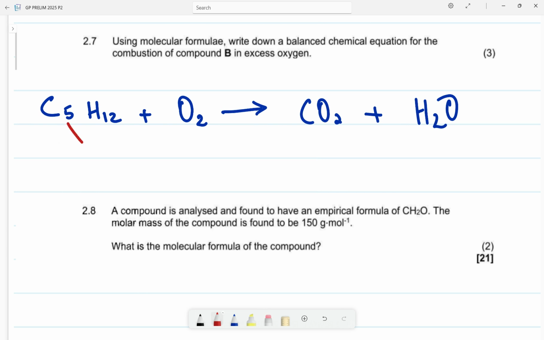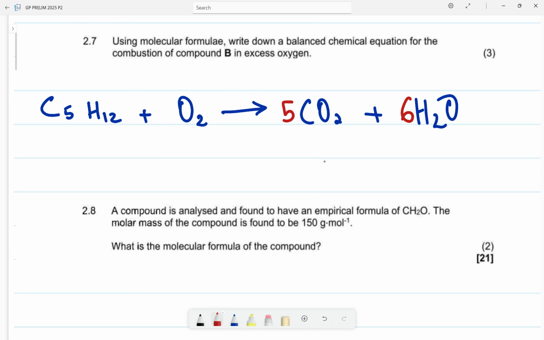The number of carbons here, 5, here it is 1. And then remember, oxygen is the last one to balance. My trick is I try to balance oxygen last. Let me go to hydrogens. There are 12 hydrogens here. There are 2 hydrogens here. So if I were to add 6 here, it's going to be 6 times 2. It is now 12, and it's 12. So balanced hydrogens, balanced carbons.